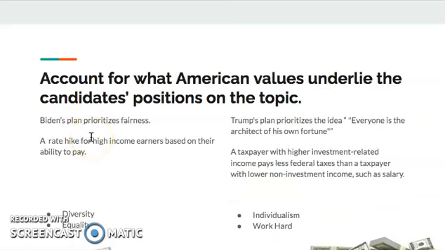Account for what American values underlie the candidate's proposition on the topic. Biden's plan is to prioritize fairness and justifies a rate hike for high-income earners based on their ability to pay, and some of the American values that underlie Biden's proposition are diversity and equality. Trump plans, on the other hand, to prioritize the idea that everyone is the architect of his own future, which means a taxpayer with a higher investment-related income pays less federal taxes than a taxpayer with a lower non-investment income such as salary. And some of the American values that are underlined by Trump's position are individualism and working hard.